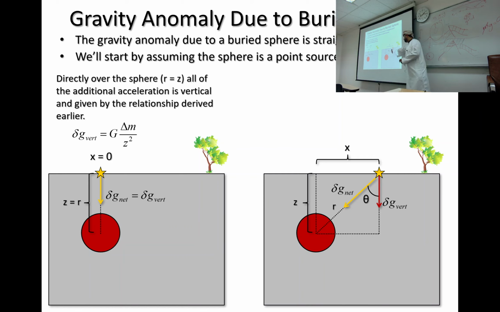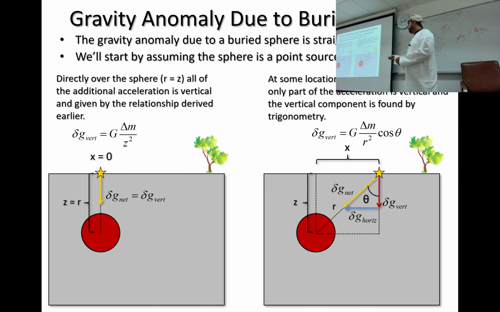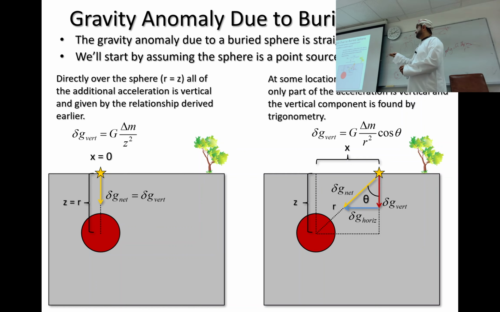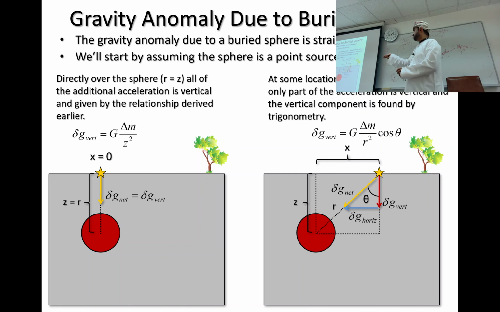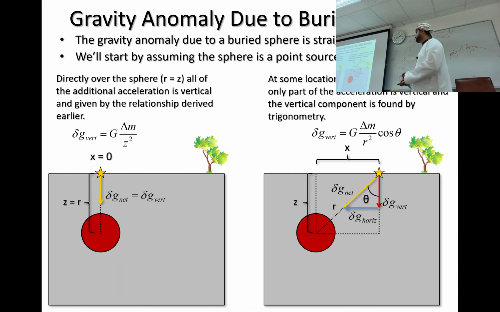Cosine theta equals what? Adjacent over hypotenuse. So multiplying this cosine theta with this value gives you this value. And that's what we do. Cos theta multiplied by this one. Instead, right now we are using what? R. That's the distance to the center. That's what we use for vertical measurements.